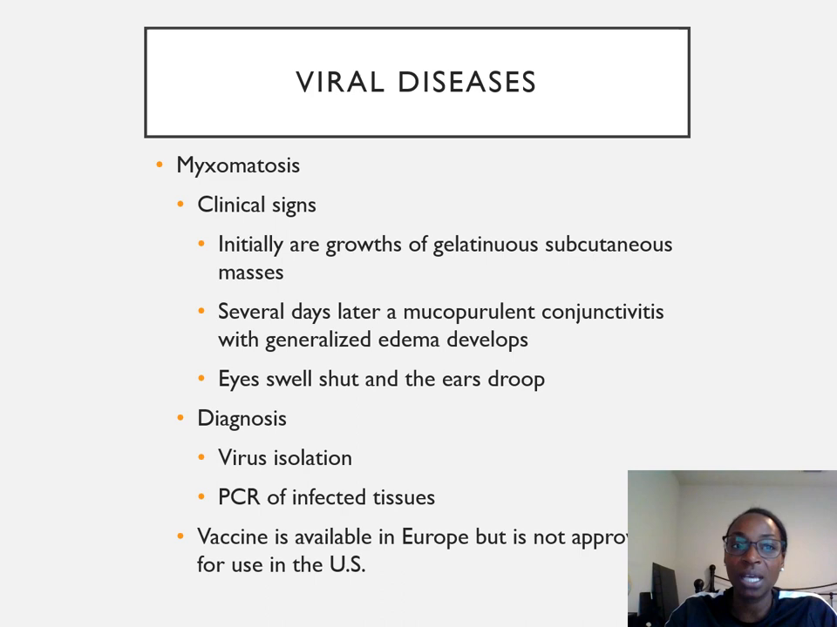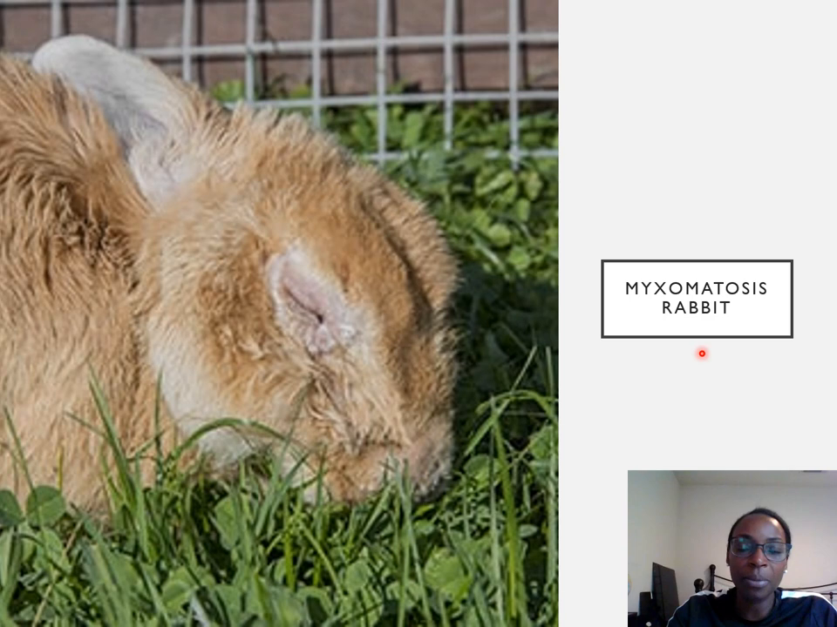So I know it's a little bit hard to appreciate in this picture, but this is a rabbit that has myxomatosis. His eyes are shut, they're swollen shut. He looks pretty lethargic. His ears are back. Notice that his fur is unkempt, so he is not feeling well at all.